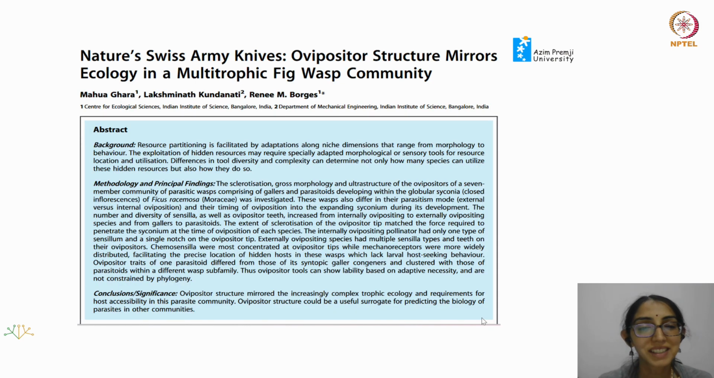Now, let's go back to the article that we were referring to. Right? So the title is Nature's Swiss Army Knives. Okay, so usually many articles will have a kind of catchy beginning of their title so that it pulls you in to say, okay, what are nature's Swiss Army knives, right? Now, ovipositor structure mirrors ecology in a multi-trophic fig wasp community. Okay, so there are a lot of words here, right? So you need to know what an ovipositor is. You need to know what a multi-trophic fig wasp community is, right? Those are already things that you need to know what they're referring to, and maybe pause this video if you can to try and read the abstract itself.